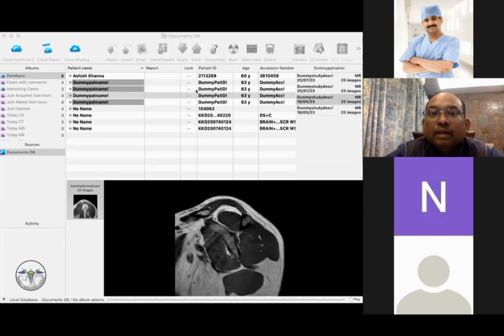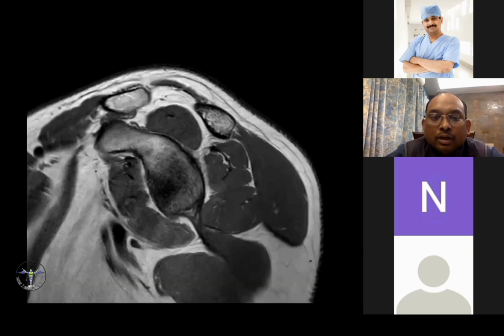I'm not able to see the full screen. So I'm just putting the circle and then we'll put it. Here what you are seeing is a flattening of the anterior-inferior glenoid. If you can see this normal circle which was seen in the previous one, here there is flattening. So now let's calculate.